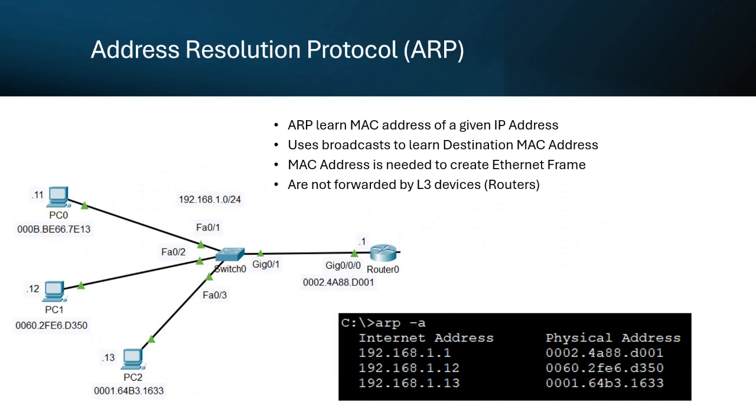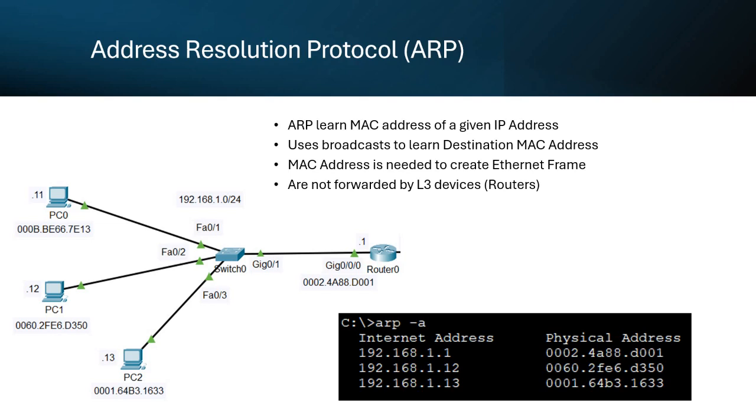Address Resolution Protocol is used to learn the MAC address of a given IP address. Our end devices and routers all have IP addresses, but to create that Ethernet frame, they need the destination MAC address. So they're going to use broadcast to learn that. If a device wants to learn a MAC address, it's going to send a broadcast out, and the device that has that given IP address will respond and tell the originating device what the MAC address is.